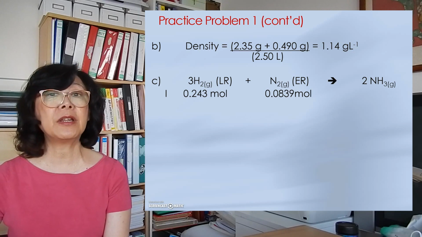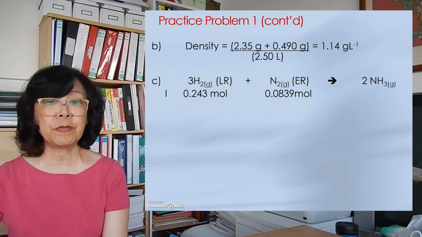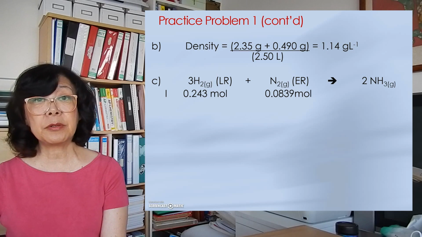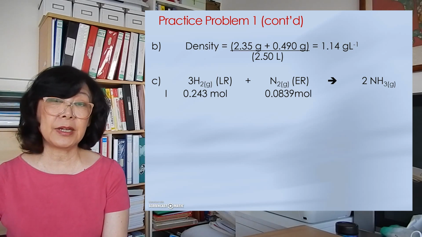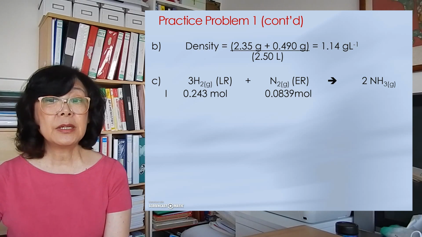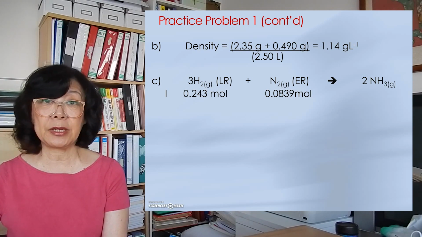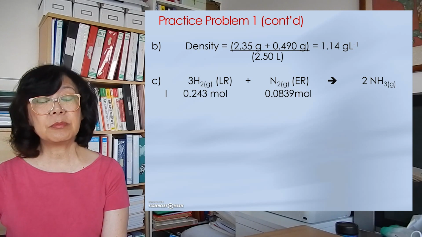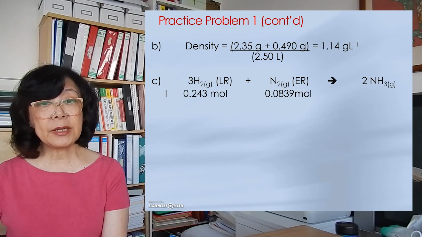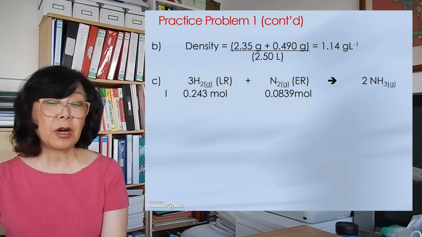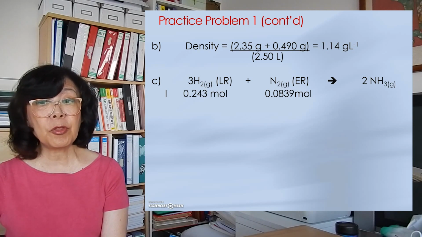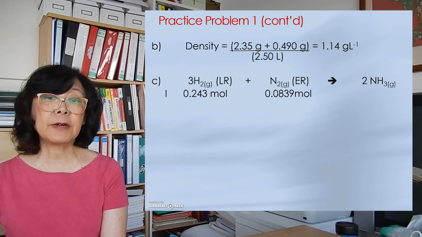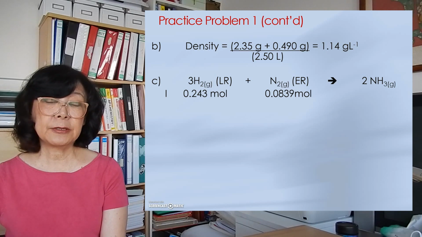I standing for initial. So initially I have 0.243 moles of hydrogen, 0.0839 moles of nitrogen. And I have determined that the hydrogen is the limiting reactant, therefore the nitrogen is the excess reactant having leftovers. Now C representing change. All that hydrogen will be used up, but the nitrogen will use up 1/3 of the moles of hydrogen. And the ammonia formed will be 2/3 of the moles of hydrogen.